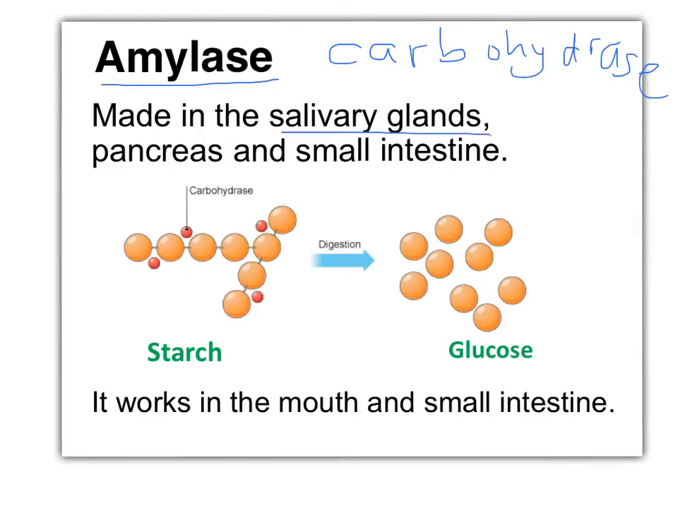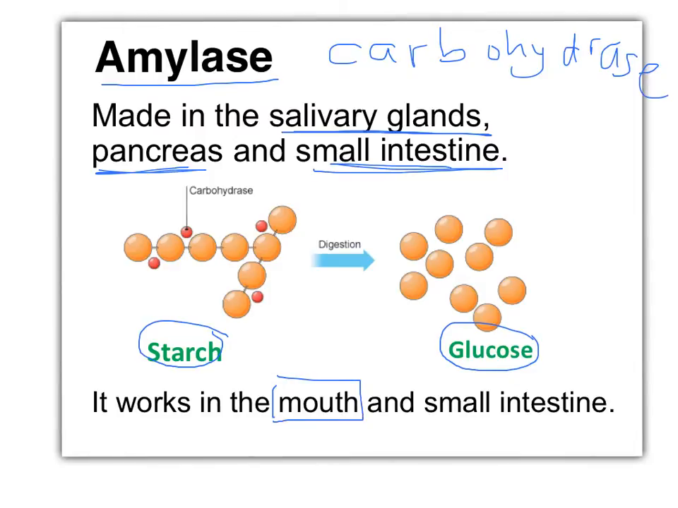It's made in the salivary glands, pancreas, and small intestine. Okay, so that's where it's made. And what it does is it breaks down starch into glucose. So you can see it breaks this large insoluble molecule down into this small soluble molecule so it can pass through the small intestine and into the bloodstream. So although it is made in these three places, it works in the mouth and it works in the small intestine. Okay, so that's where it breaks things down.